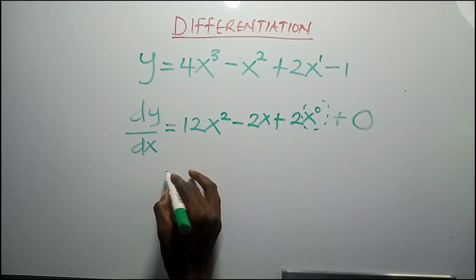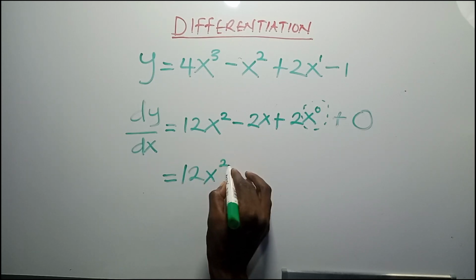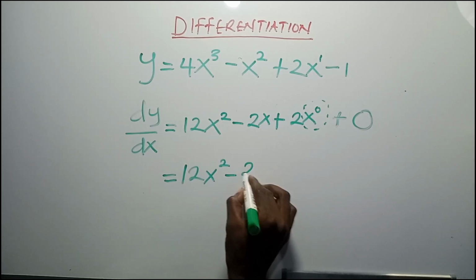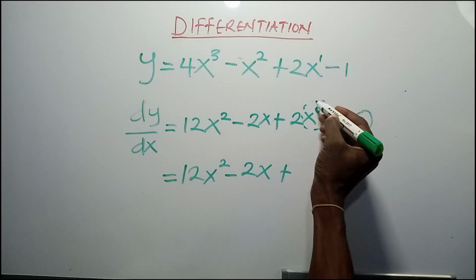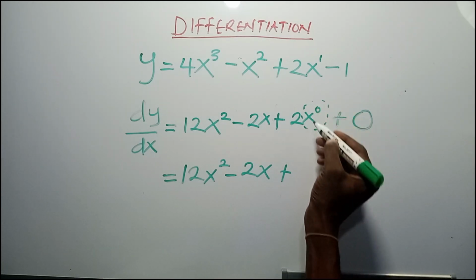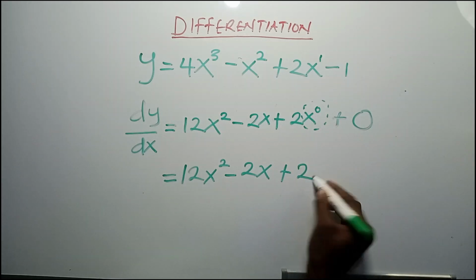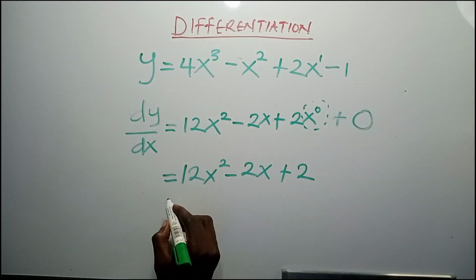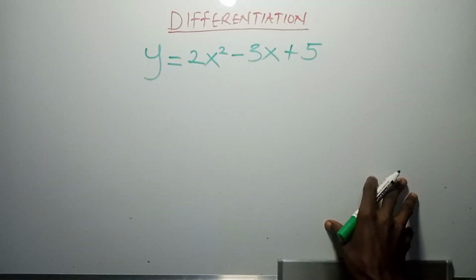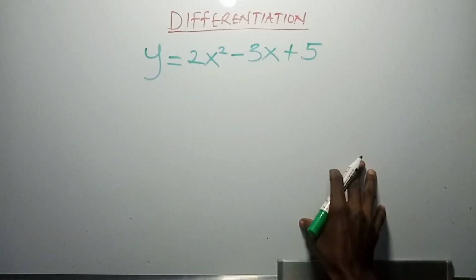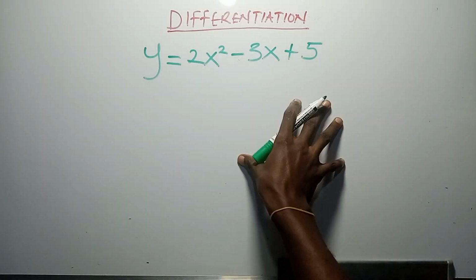So if we simplify this further, we'll have that 12x squared minus 2x plus, remember the whole of this is 1 according to the law of indices. Now if you multiply 2 by 1, we'll get 2. There's no point including 0, and this gives us the final answer. Now we shall be solving 6 more problems so you can get better understanding of differentiation. Now, let us start with this problem.